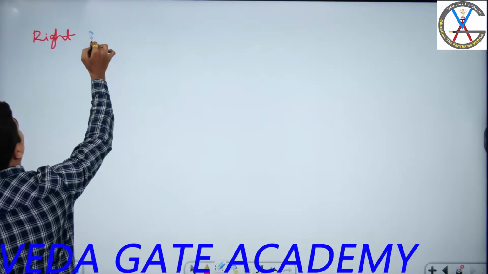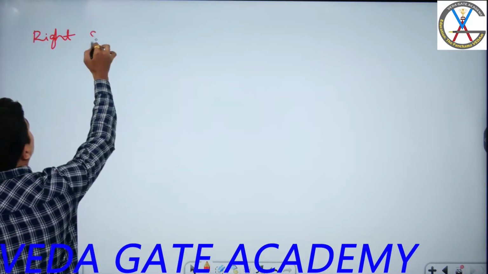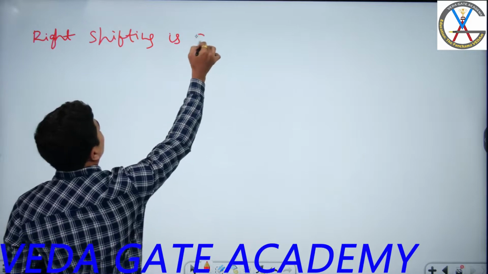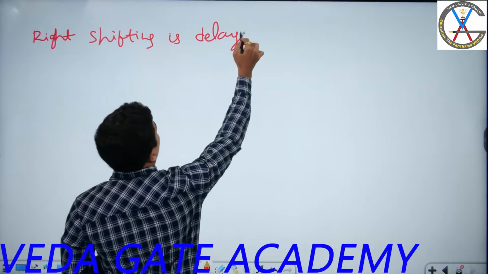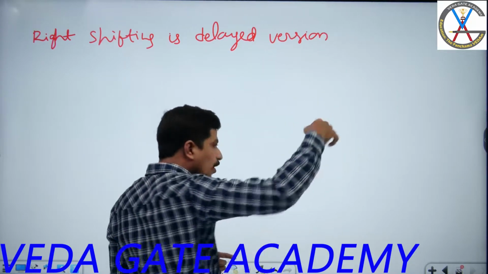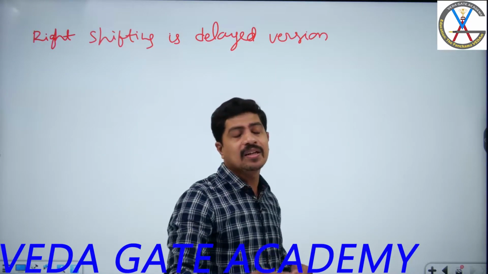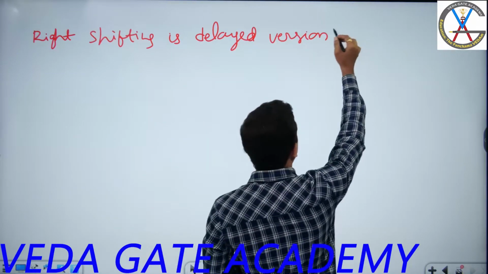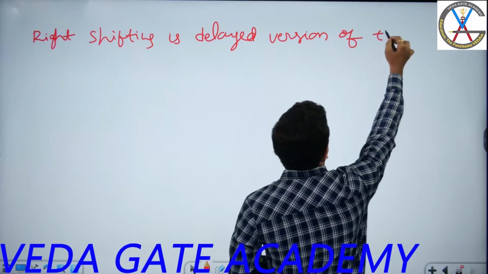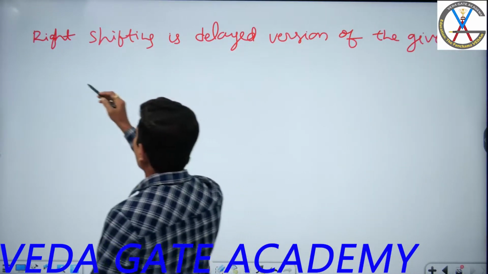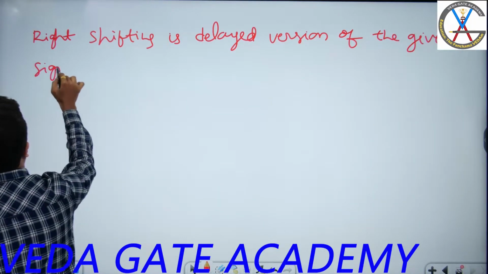Right shifting is the delayed version of the signal. If you right shift a signal, it is going to give the delayed version of the given signal.